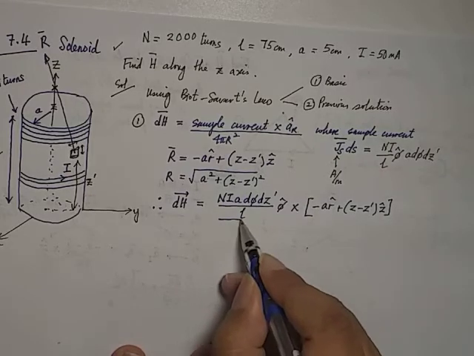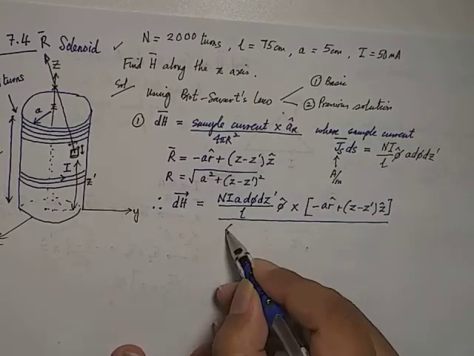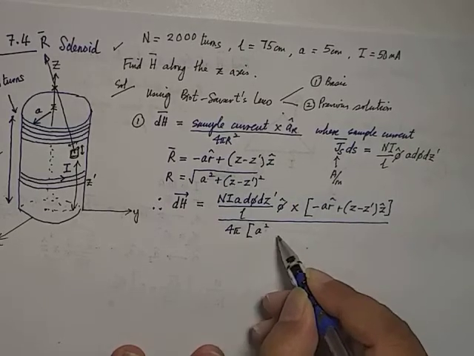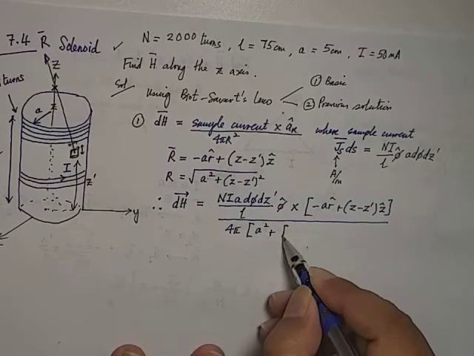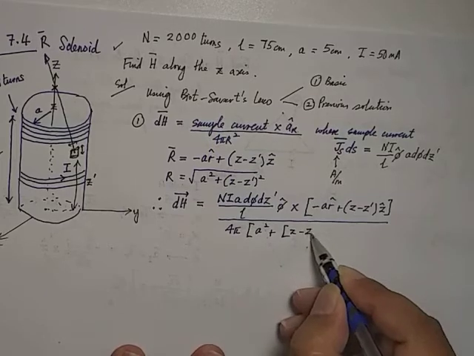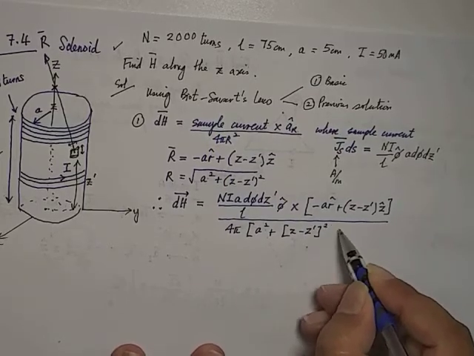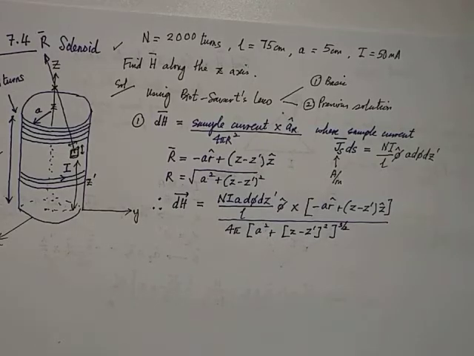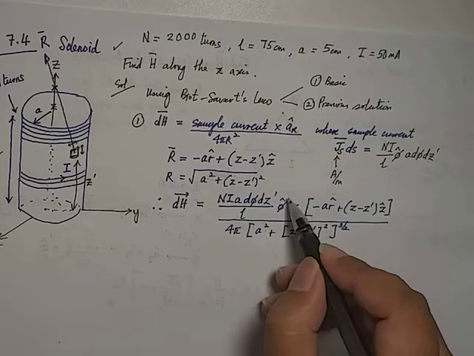All divide with 4 pi, A squared plus Z minus Z prime squared, power of 3 over 2. That should be just simple substitution from what we already obtained from the diagram. So let's proceed. Now we're going to do the first cross product.